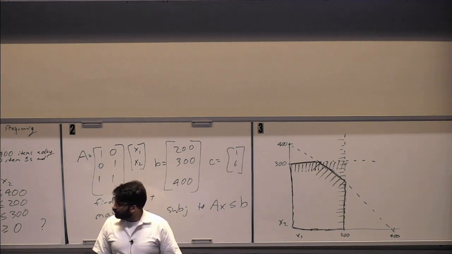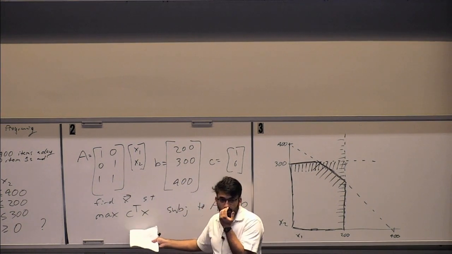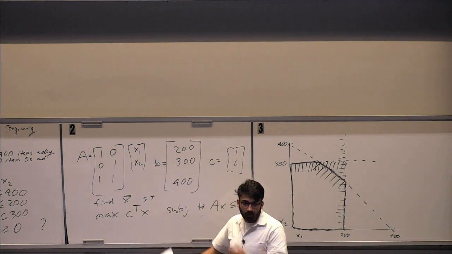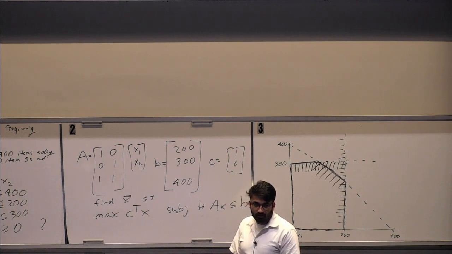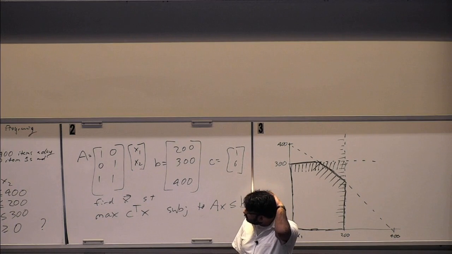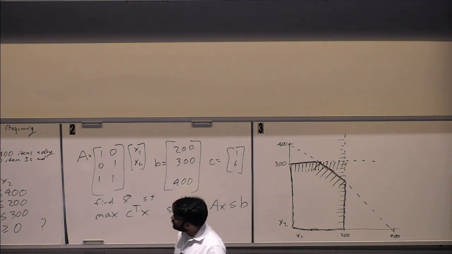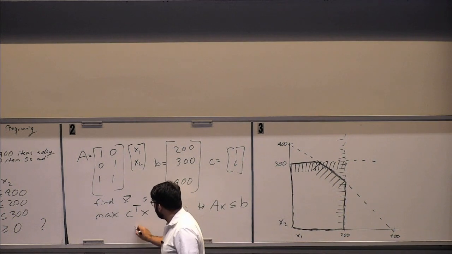So, thankfully, our objective function is also linear. There's no squares or cube roots in it or anything weird. You're not taking derivatives and divisions. You just have a linear combination of constants and variables. So you have x1 plus 6x2.